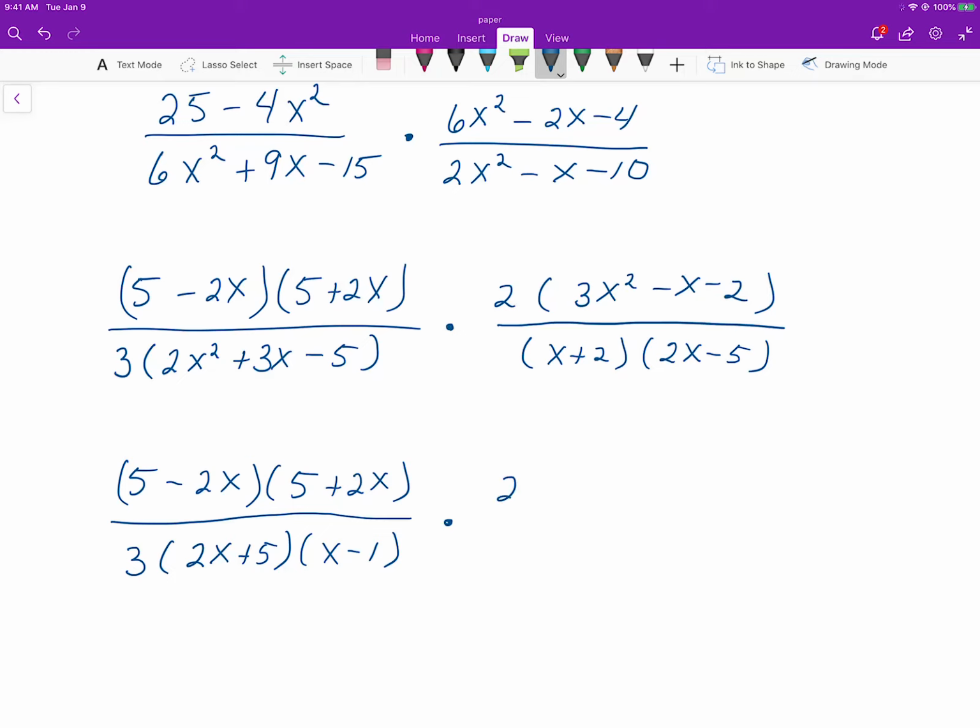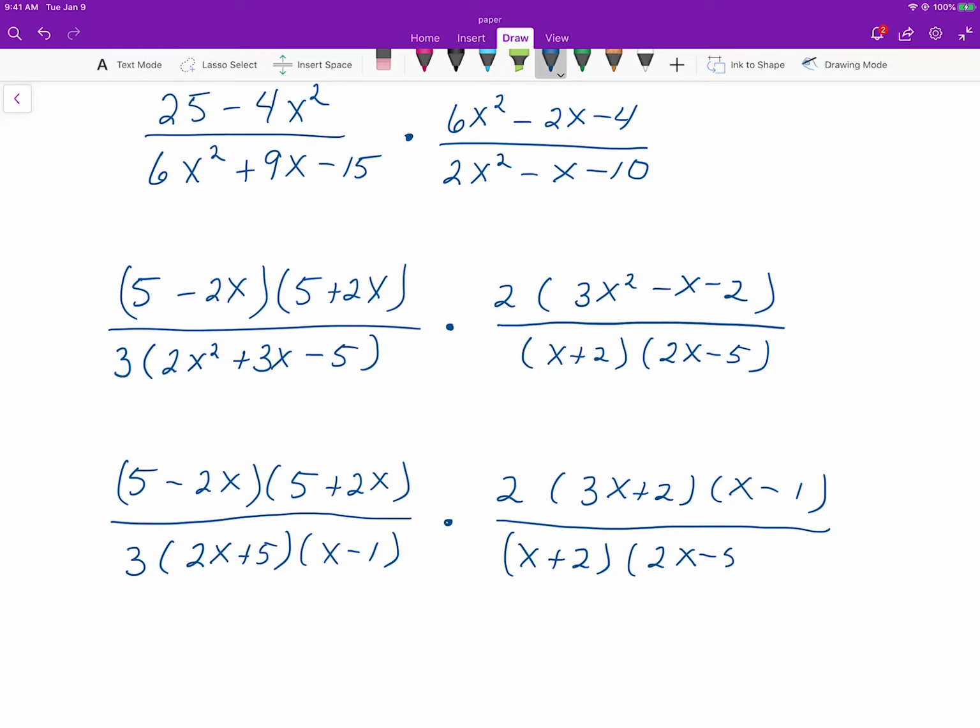Then we have 2 over here. We have to factor that quadratic as well. I have that. It's going to be 3x plus 2. And then this is going to be x. Oops, sorry, that's not x plus 1. It's going to be x minus 1. And then we've already factored x plus 2 and then 2x minus 5. So now everything is factored.